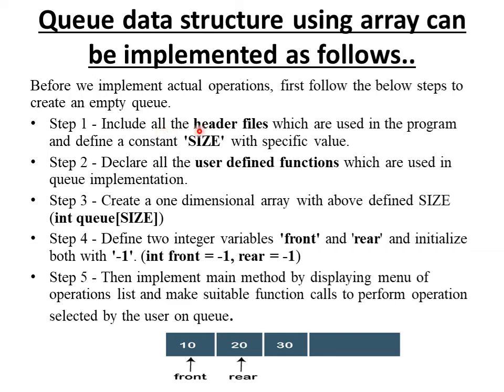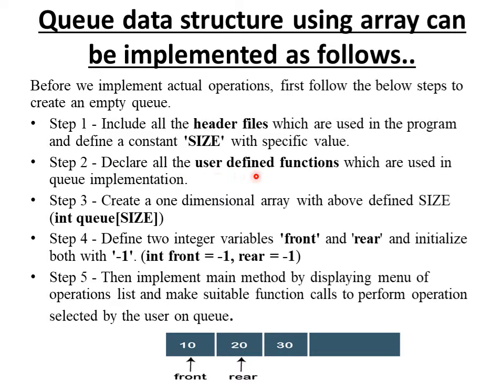Step 1, include all the header files which are required in the program and define a constant size with a specific value. This is common in the programs we have done previously. That is, the respective header files should be included in the program, and size is nothing but the array size, that means the size of the queue. It may be as per our wish.